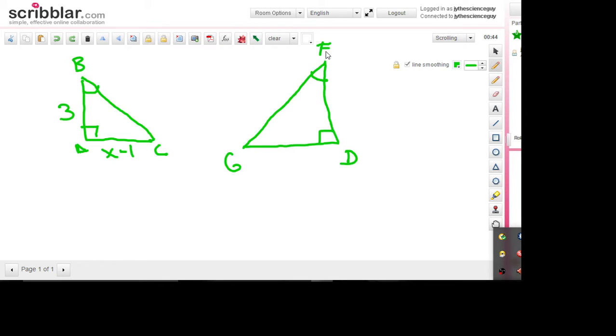What did they say the length of FD was? 8. And what did they say the length of GD was? X plus 2. Now we have to make our proportion. We want to put the same lines in the same proportion. What two sides are proportional to one another, according to our picture? 3 and 8. Right, 3 and 8. Do you want to put the 3 on the top or the bottom?